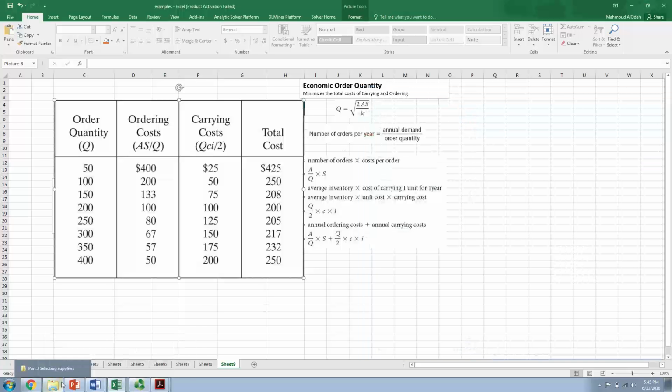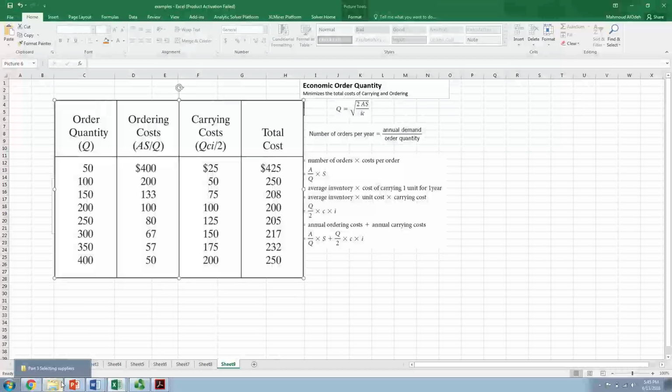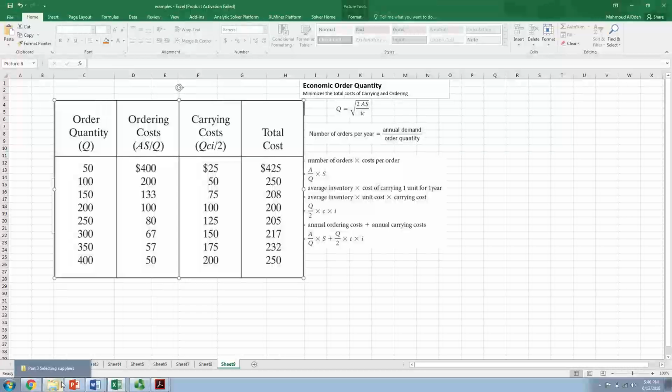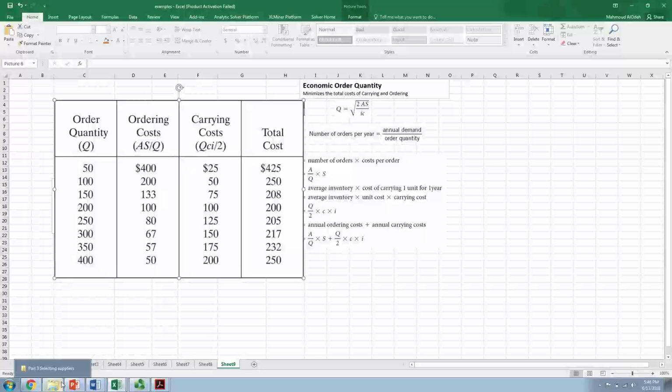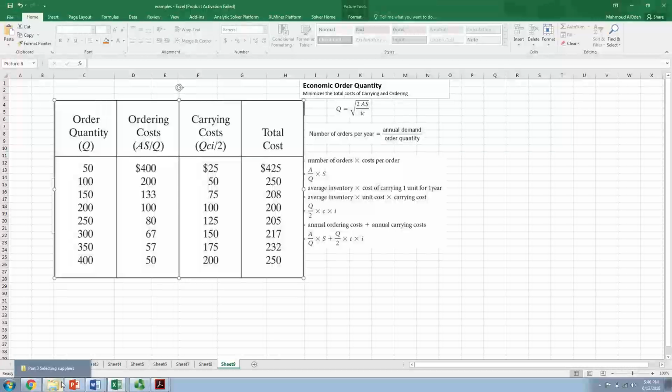Hello, this video will explain the economic order quantity. This concept is one of the inventory management concepts that we use to manage inventory. The advantage of using the EOQ is that it reduces the cost of inventory. As we discussed in a previous video, the inventory cost is based on several costs, mainly the ordering cost and the carrying cost.